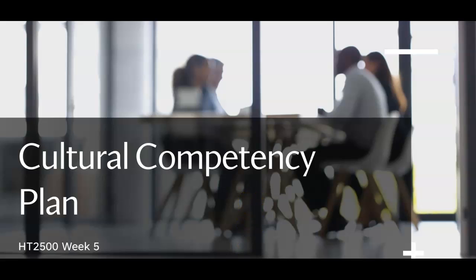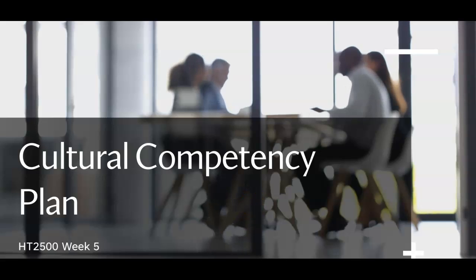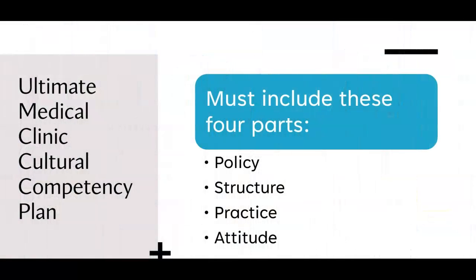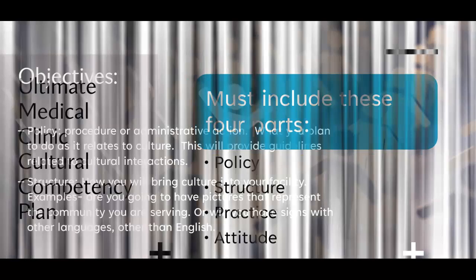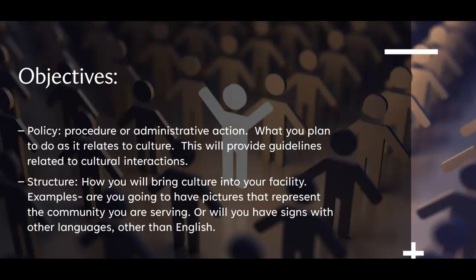When you're working this assignment, you are going to want to, first of all, understand what the four parts of the cultural competency plan involve. The first one is policy, structure, practice, and then attitude. Those are what you will address in your plan. And so I'm going to explain those objectives for you.